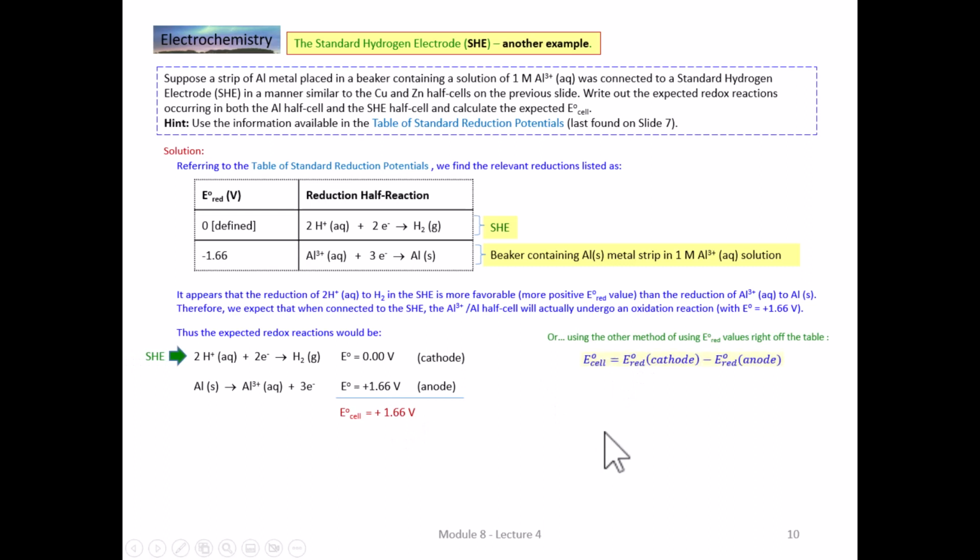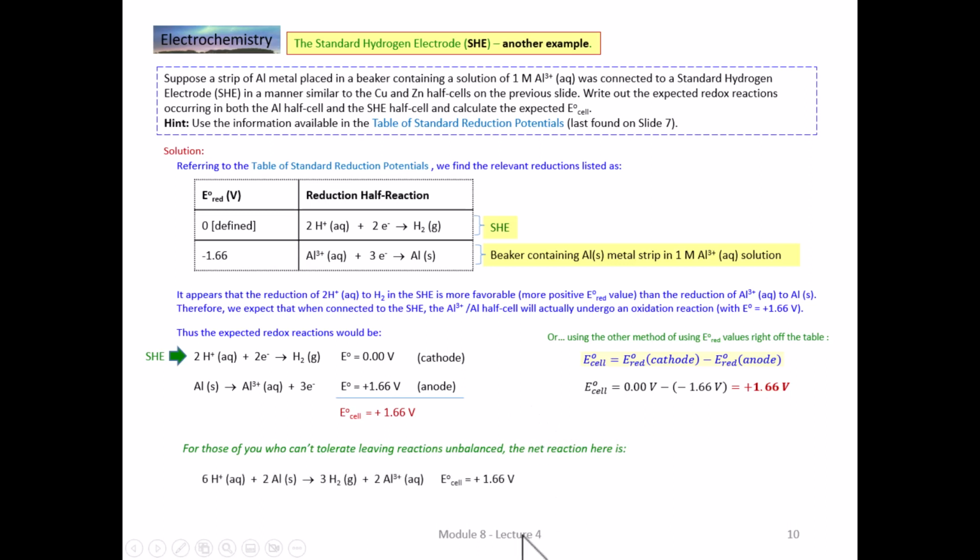If we use our newer method of getting the overall E cell, we would take the value off the table for the standard hydrogen electrode and subtract the value right off the table for the aluminum 3 plus aluminum half cell, and we get an overall E cell of 1.66 volts. Now, for those of you who can't tolerate leaving reactions unbalanced, if you balance the reaction, it should look like this.